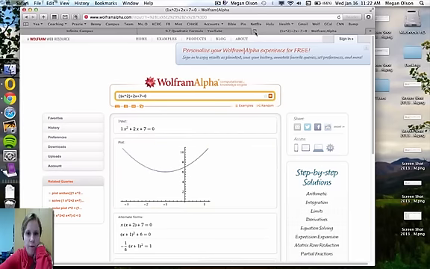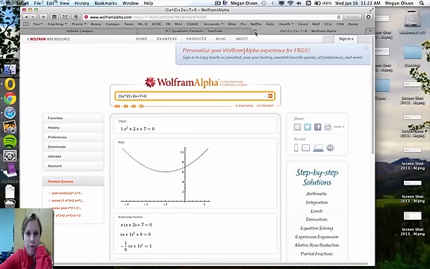We can go back here. Because we have a negative under the square root, that's a dead giveaway. This has no solutions, because it's a parabola that looks like this. It does not cross the x-axis.